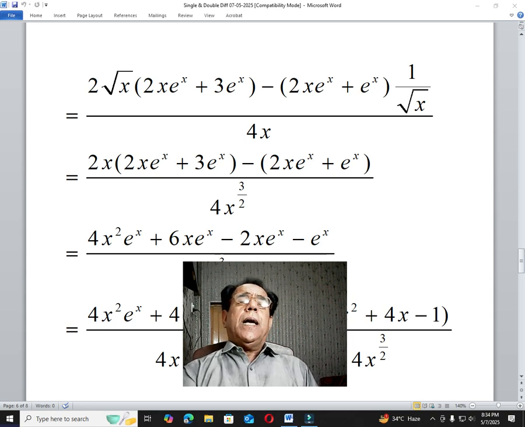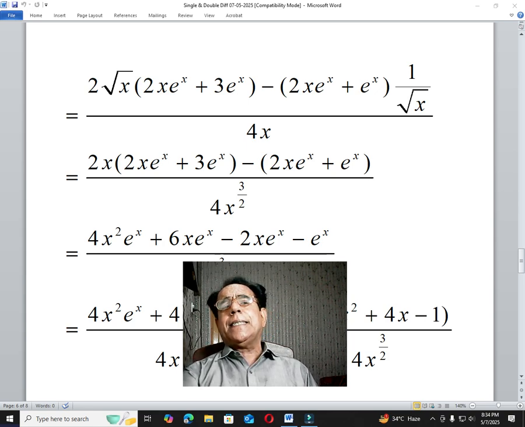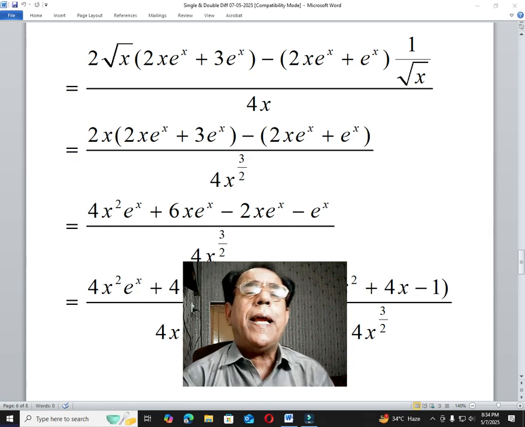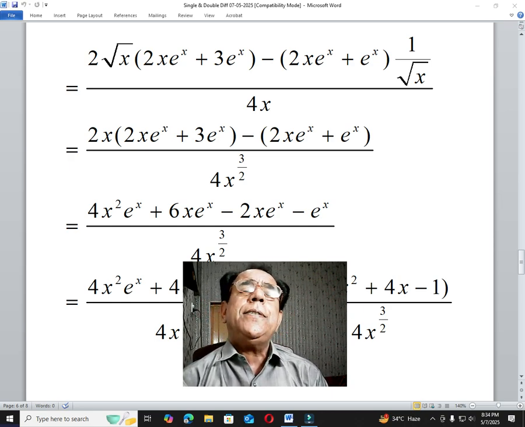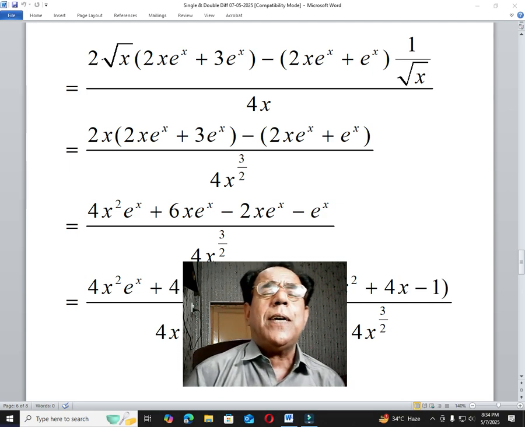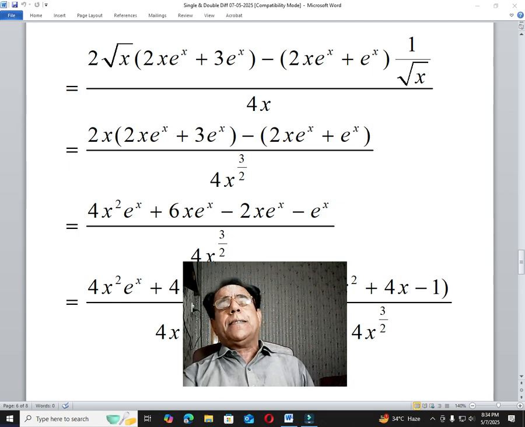So the upper portion divided by square root of x will be multiplied by 1 over 4x. Okay, this is just a simplification step. That is why this 4x has been converted into 4x^(3/2). That is to say, x to the half power and x to the full power are added, and we know that 1 plus half is equal to 3 by 2, that is 1.5. So that is why the denominator has become 4 into x raised to power 3 by 2.